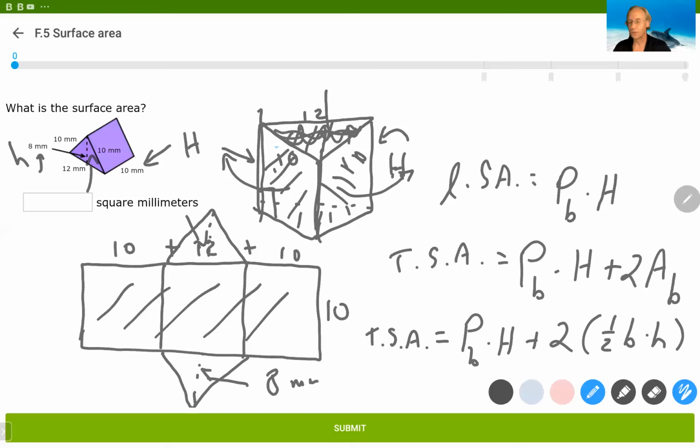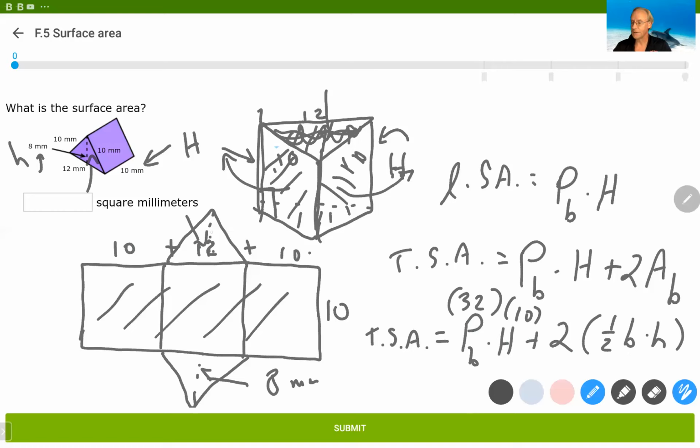So now we have our formula and we can add it all up and find our substituted in. Now the perimeter of the base is 10 plus 12 plus 10, which is 32. That's 32 millimeters. The height of the prism is 10 feet. So that gives us our lateral surface area of 320 square millimeters.